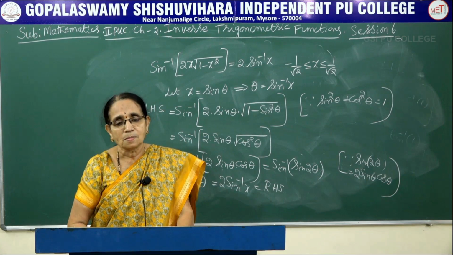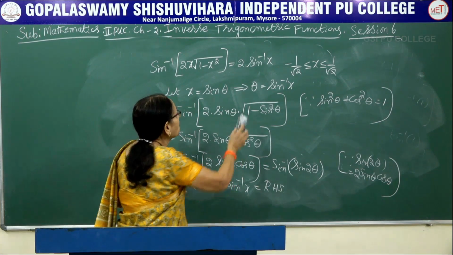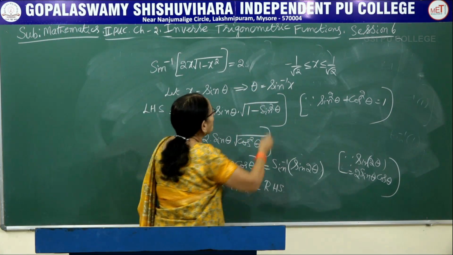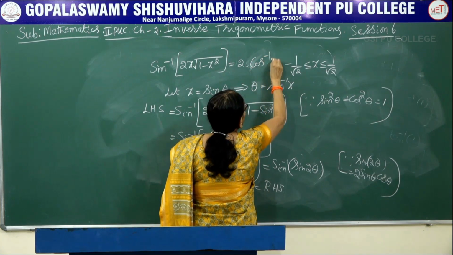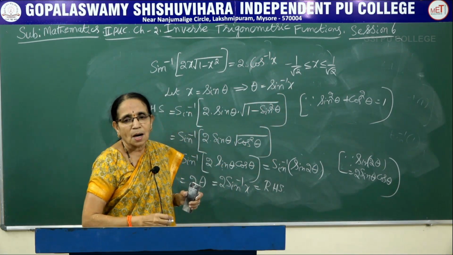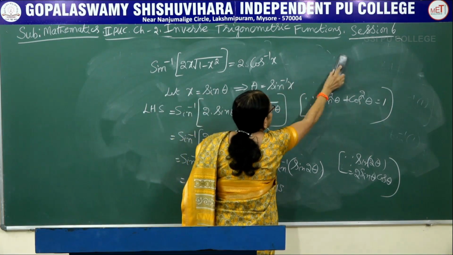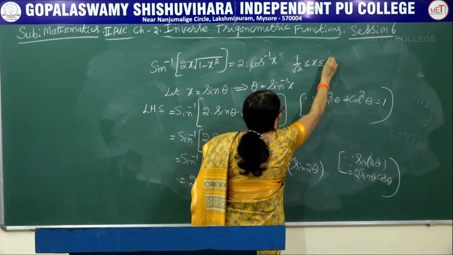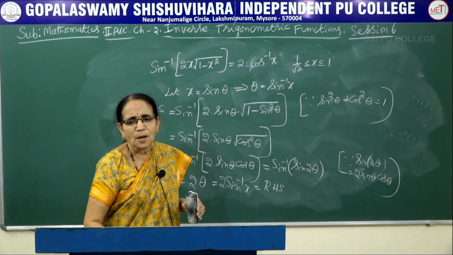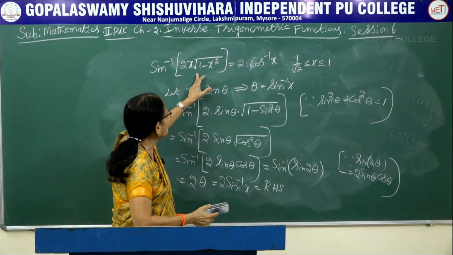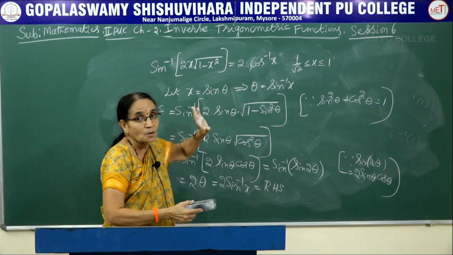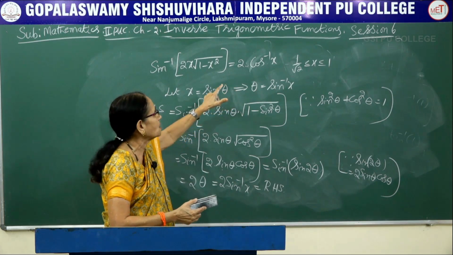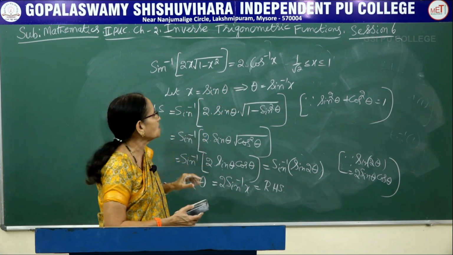Now, in the next problem, the left hand side is same, but the right hand side is different. That is, sine inverse of 2x over root of 1 minus x square. I have to prove that this is equal to 2 times cos inverse of x. And the value of x also is different here. It is 1 by root of 2 less than or equal to x less than or equal to 1. So the value of x would be usually given. The left hand side is the same as for the previous problem, but the right hand side is different. Here you have to prove that it is equal to 2 cos inverse x.